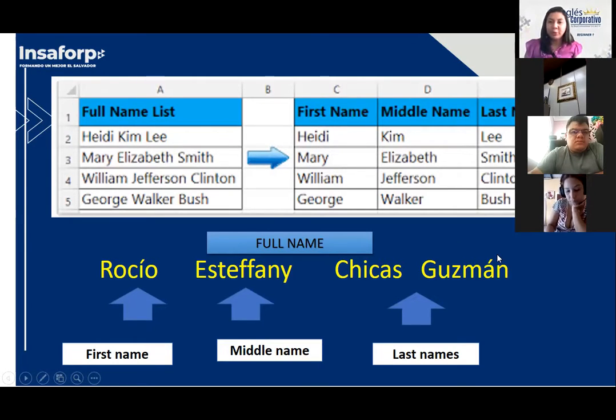What about you? What's your full name? What's your first name? What's your middle name? What are your last names? Please copy this in your notebook. Copy eso en su cuaderno, pero con su nombre, okay? Your first name, your middle name, and your last name, please.